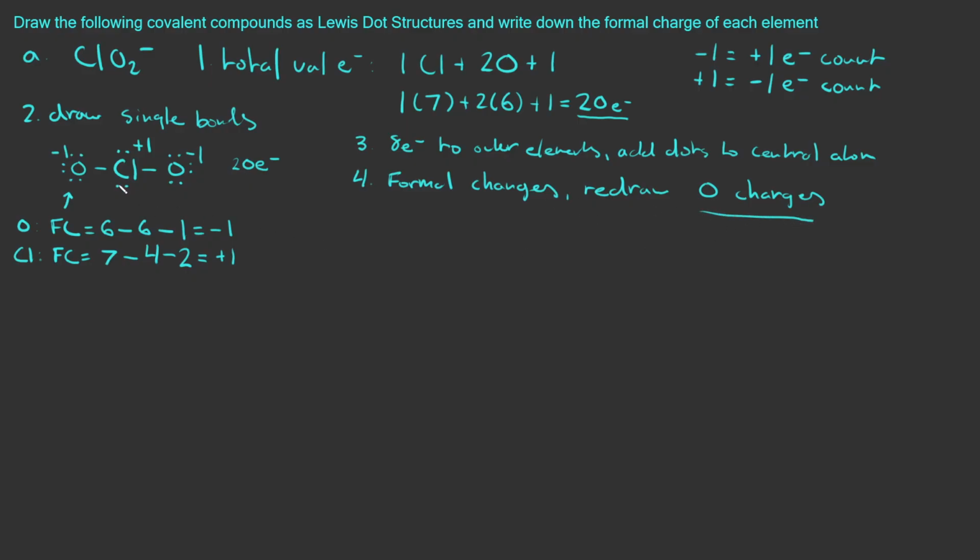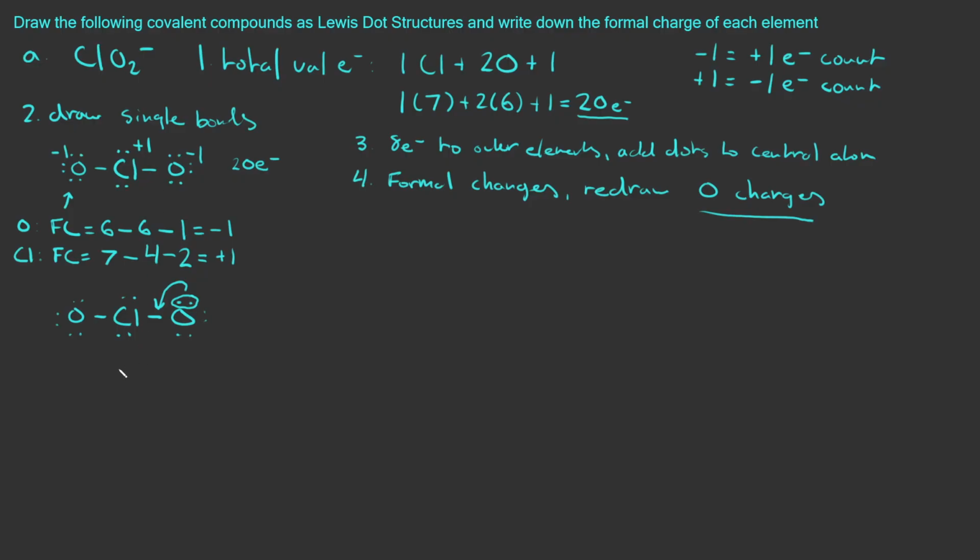What we could do is redraw this so that we have a double bond. Let's just redraw this. To start us off, 1, 2, 3, 4, 5, 6. Single bond to oxygen, 1, 2, 3, 4, 5, 6. 1, 2, 3, 4 dots. Once again, we could grab one of these lone pairs of electrons and convert that into a double bond to change the -1 and this +1 to a more favorable value.